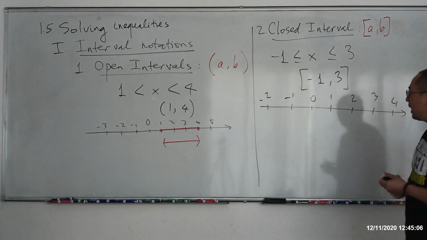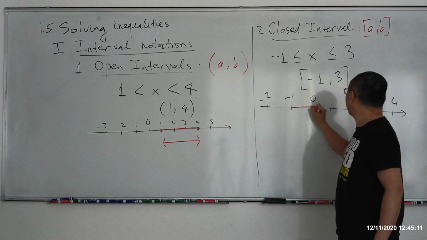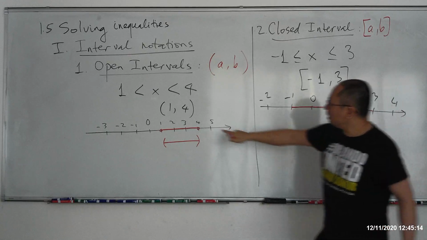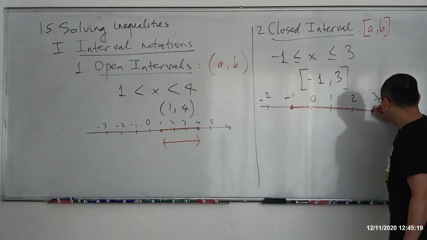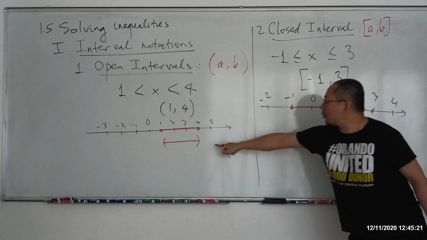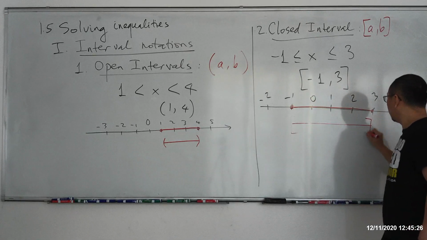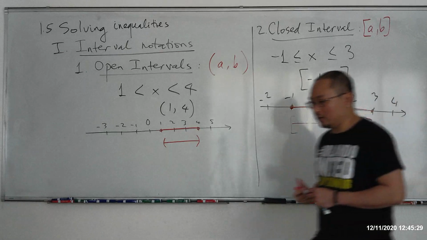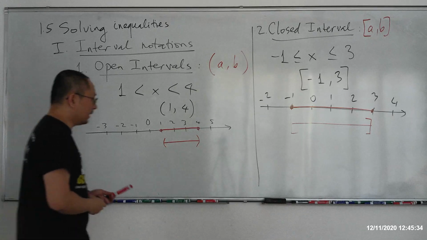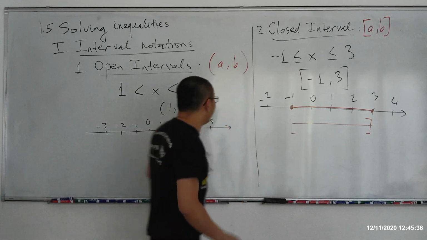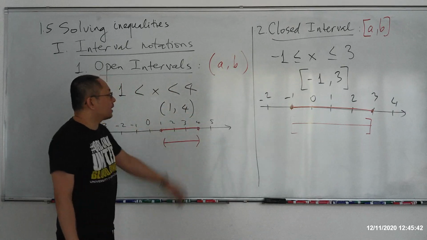Now for square bracket, you also highlight the line segment from -1 to 3, right? And this time, instead of using an open dot, you got to use the solid dot. Or instead of using parenthesis, you got to use square bracket. Either way, you do the homework. And then, of course, the third type is a mix between the open and closed interval. You can be open on one side and closed on the other side.